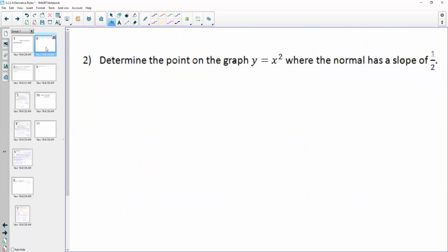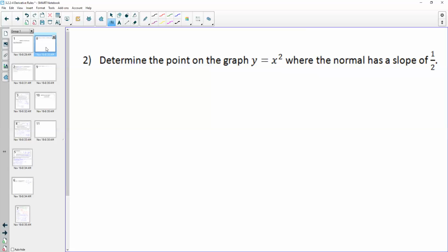So now we can solve for some of the questions where we're given the slope of the normal line. Okay, we're going to determine the point on the graph of y is equal to x squared. So remember that is a parabola. And we're looking for where the normal has a slope of 1/2. Okay, so remember we said that the normal slope was the negative inverse of the tangent line.